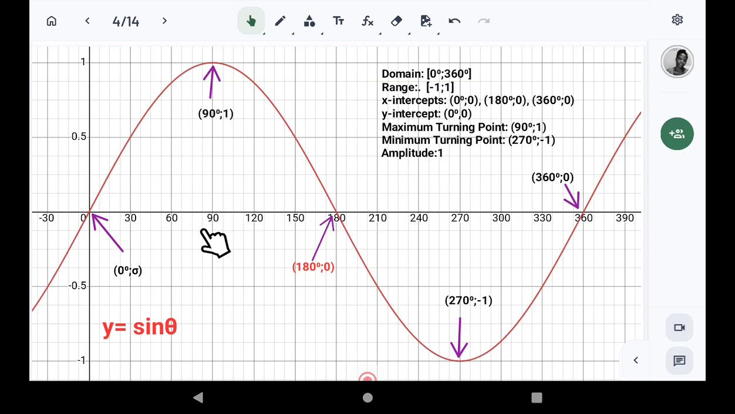Now the maximum turning point is at 90 degrees, 1. The minimum turning point is at 270 degrees, negative 1. And the amplitude is the maximum y value from the position of rest, which is the x-axis in this case, to either the highest point or the lowest point on the graph, and that is equal to what? That is the amplitude. These are the characteristics of the graph y equals sine theta.